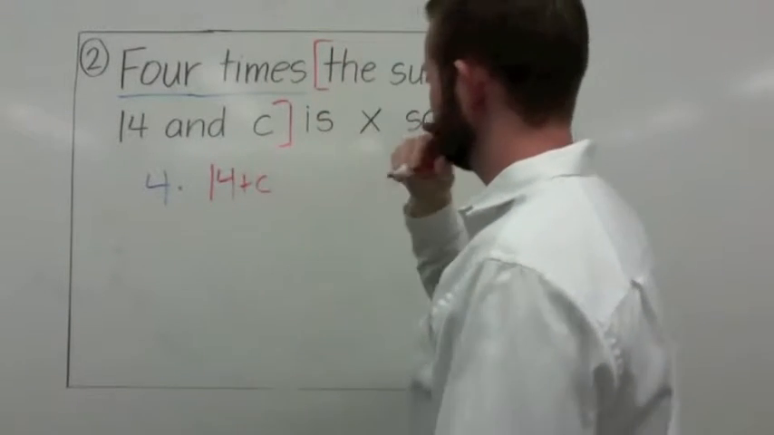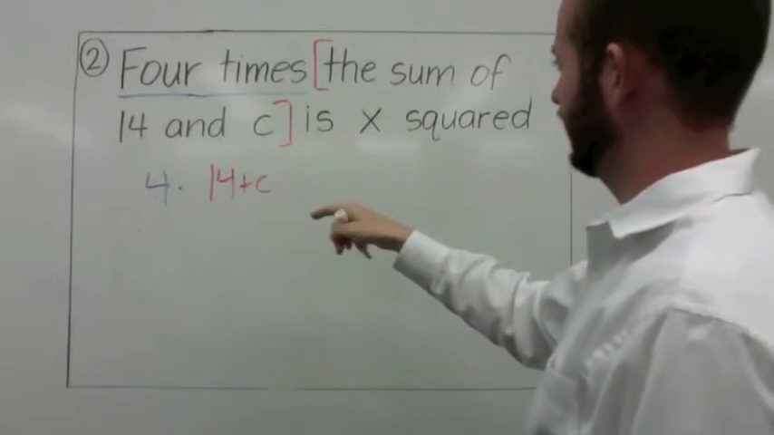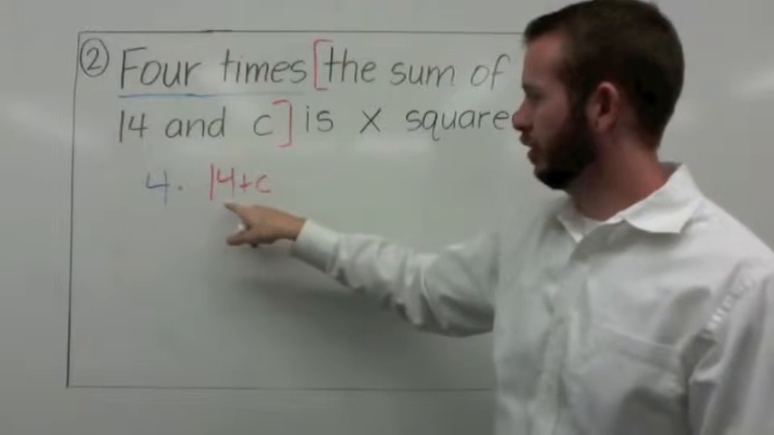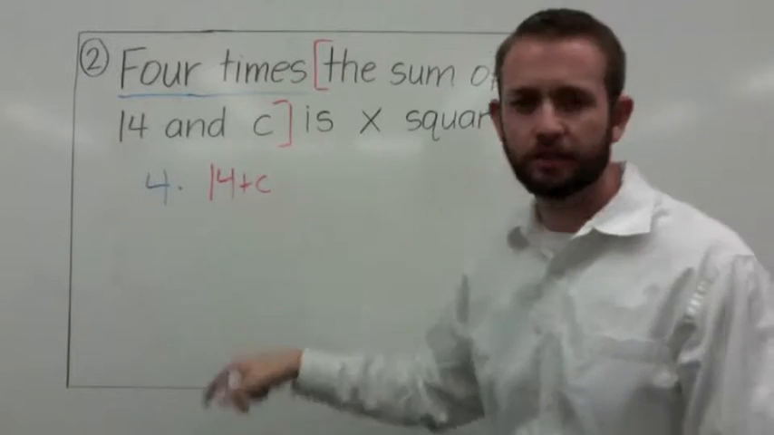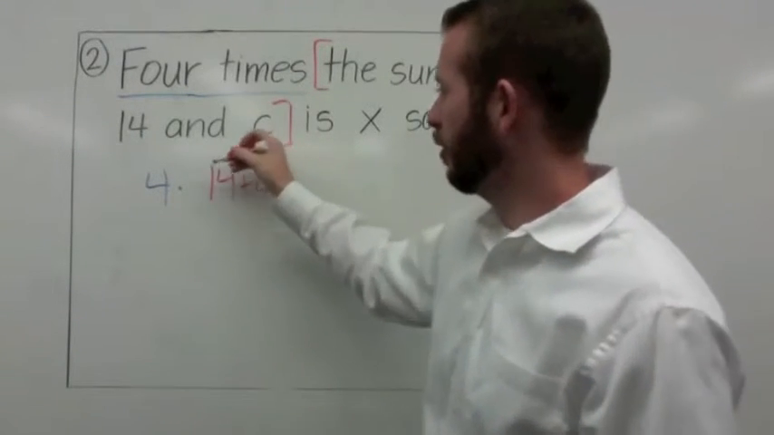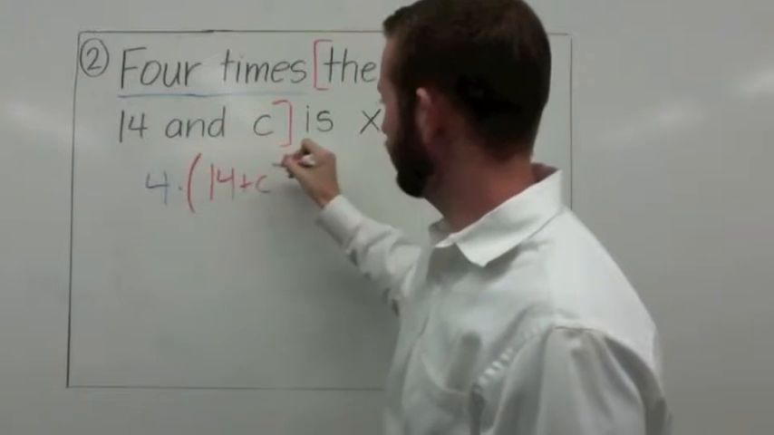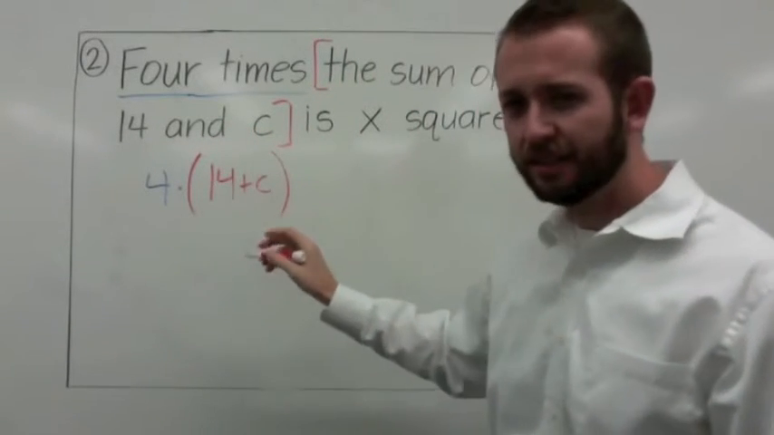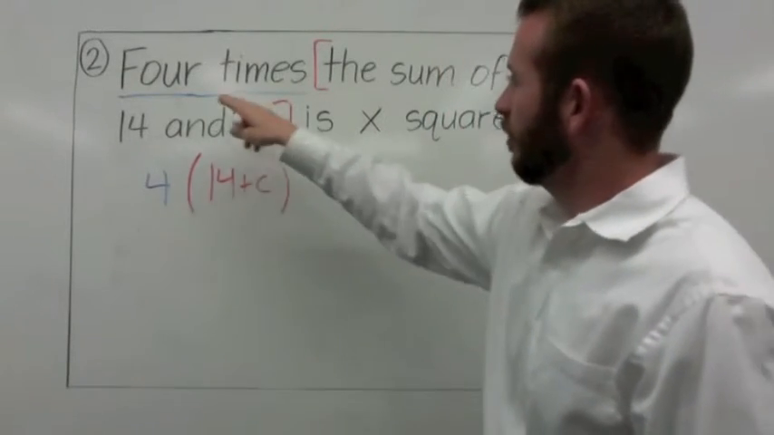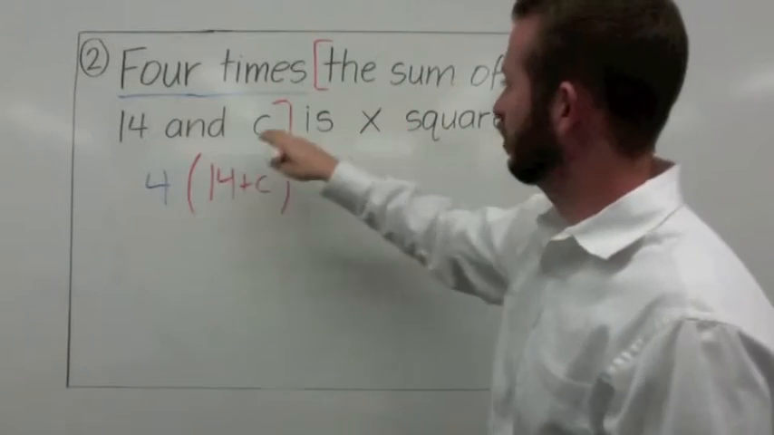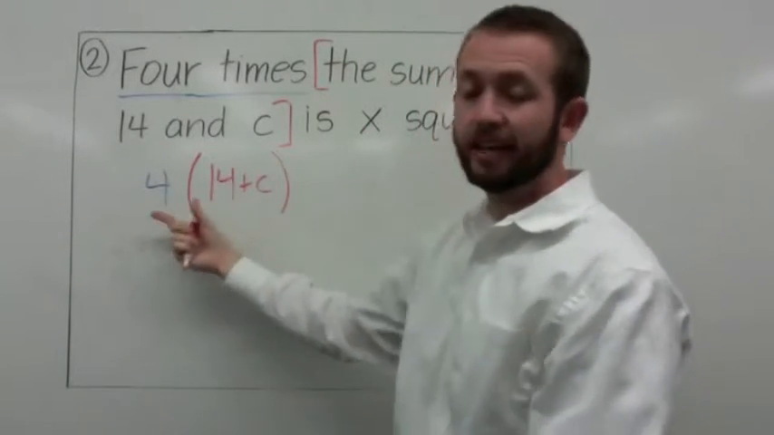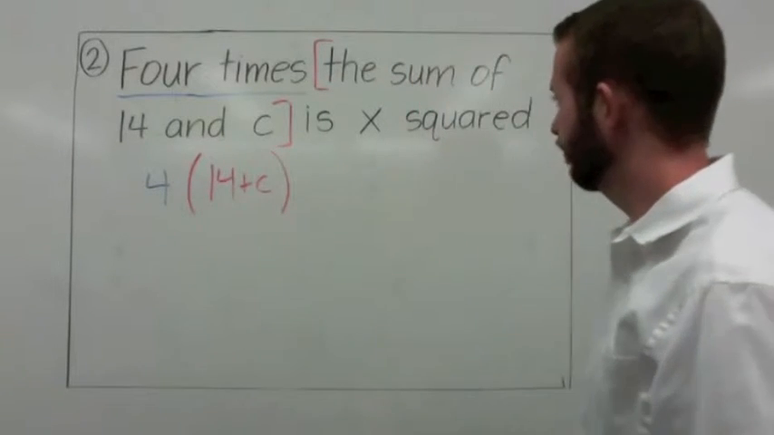But there's something about this. Is 4 being multiplied by just 14, or is it being multiplied by c? What do you think? Yeah, it's being multiplied by the whole thing. It's being multiplied by both 14 and c. So this is like a parenthetical thought. That means it has parentheses around it. 4 times the sum of 14 and c. 14 and c is one thing, and then 4 is going to multiply by the whole thing.